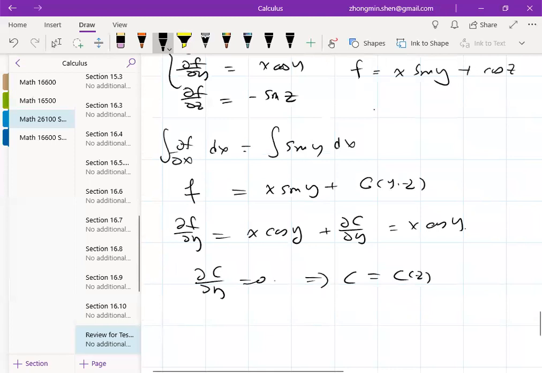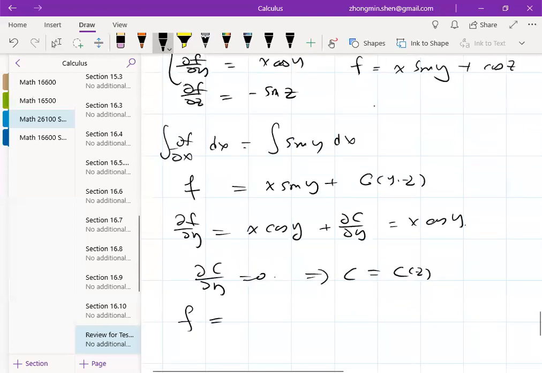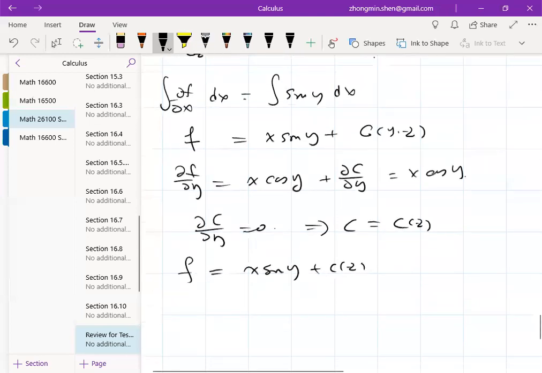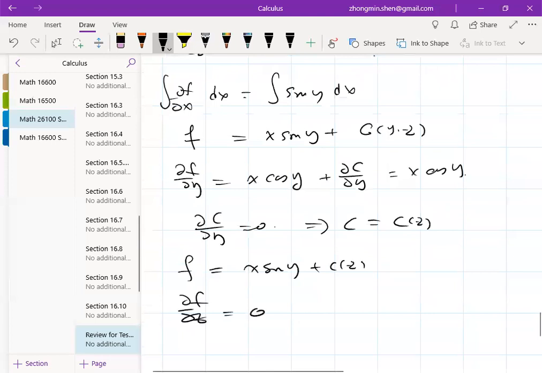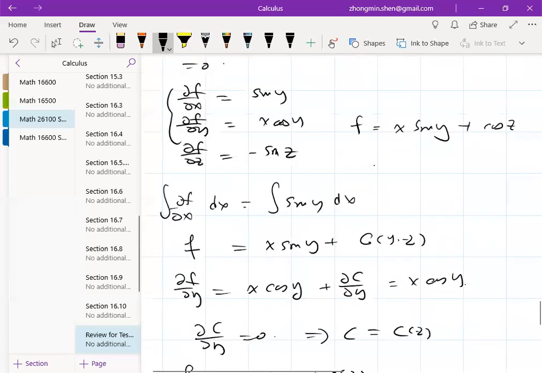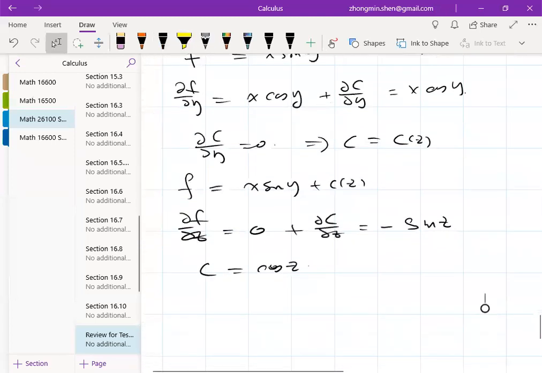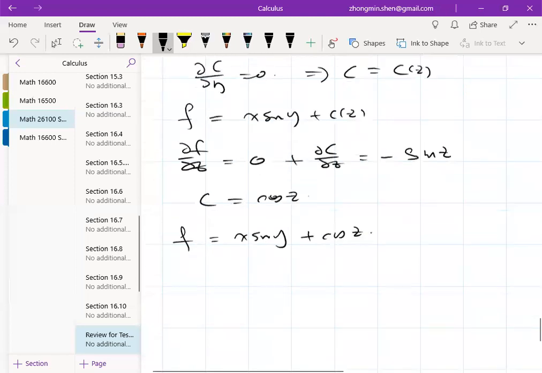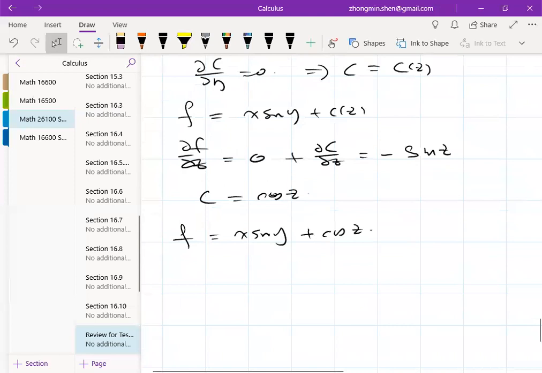Then you put it into the third equation, because f is going to be x sine y plus c of z. You put it in the third equation, it's going to be 0, and this is negative sine z. And then you solve for c. c is going to be cosine z. Then you solve the problem, you find the c. So f is going to be x sine y plus cosine z, plus a constant. But that's okay. So this is a function.